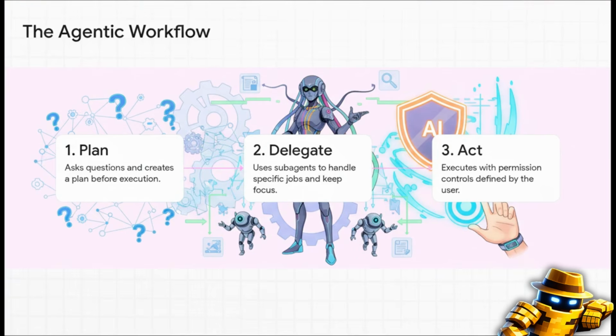So check out its workflow. First, it doesn't just blindly start working, it actually plans. It'll ask you clarifying questions to make sure it knows what to do. Then, and this is really cool, it can delegate smaller jobs to sub-agents, kind of like a manager, to keep everything on track. And finally, it acts. But, and this is crucial, it only does what you give it permission to do. You're always the one in the driver's seat.